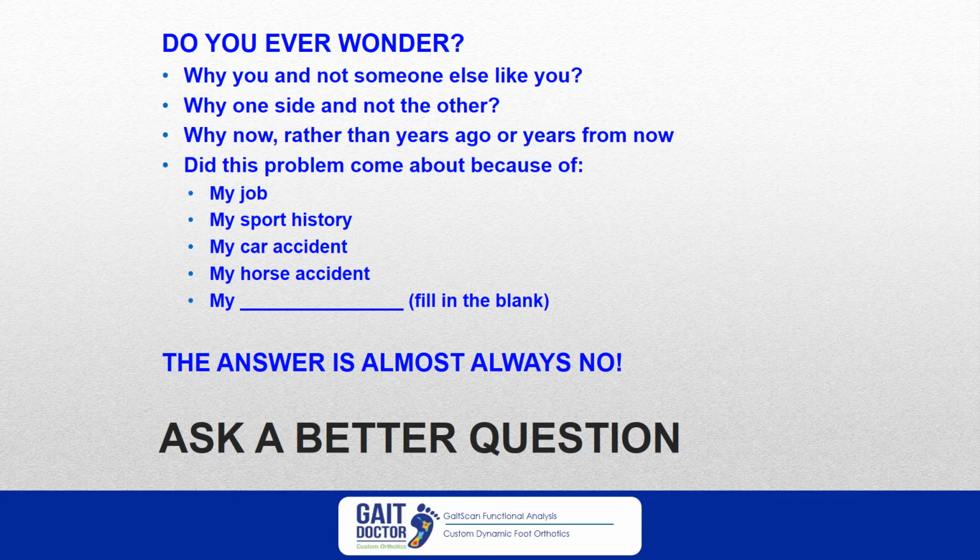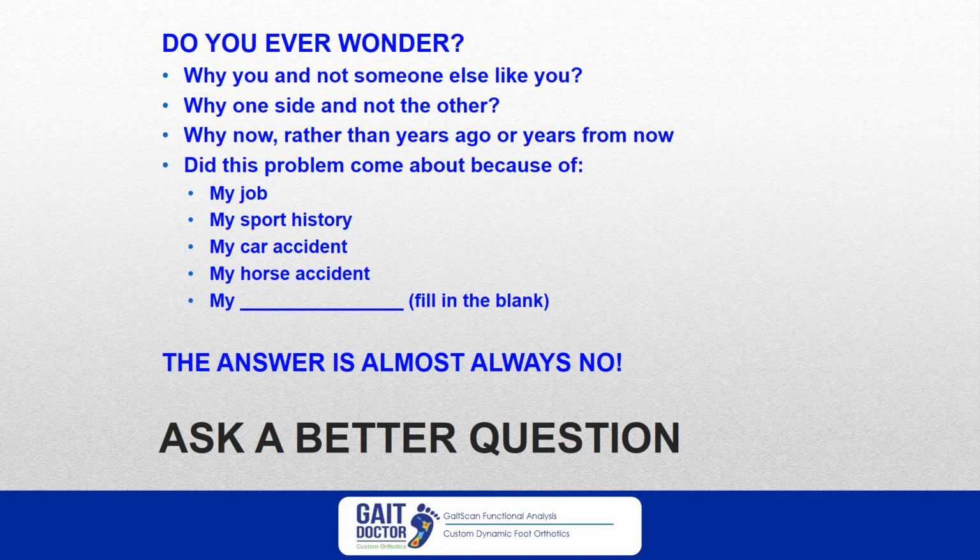Is it age? Well, again, if it was age, then everyone your age that has had a similar level of activity in their life would be getting shin splints at this point in their life. So did this problem come about because of your job or your sport or an old car accident or an old horse accident or fill in the blank? You think it's your job, then everybody who just does your job who's about your age should have shin splints. That's not true. It's not because you played netball as a kid or because you currently play soccer, because that would be that anybody who played netball as a kid or plays soccer now would have shin splints, and that's not true of everyone.